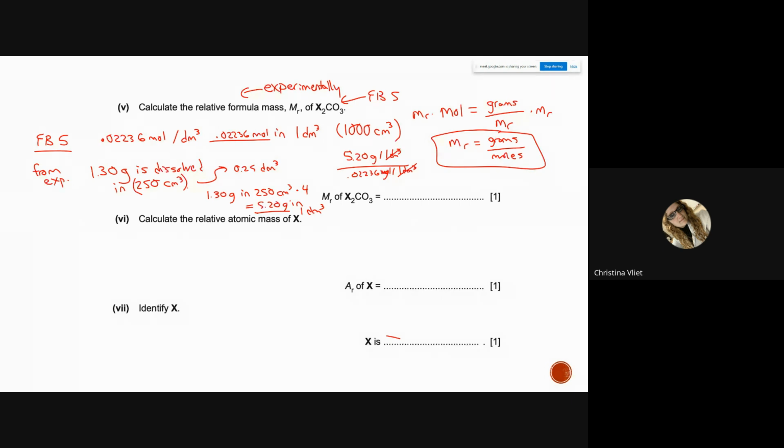Moles per decimeters cubed, and you get the grams over the moles. So do 5.2 divided by 0.02236. And I got 232.6. Check to see if you did the same.